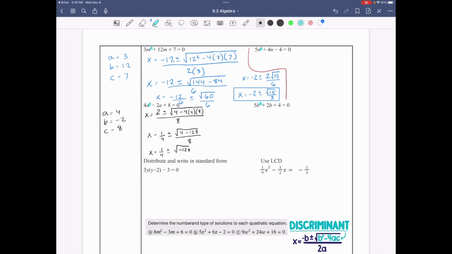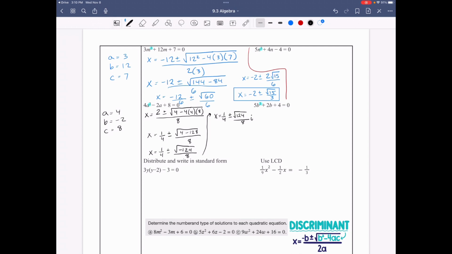Oh no, I'm sorry, 124 over 8. I'm going to simplify this with an i. So x is equal to 1/4 plus or minus the square root of 124i over 8. I'm sorry, that i does not go in the square root. Just put it outside the fraction.